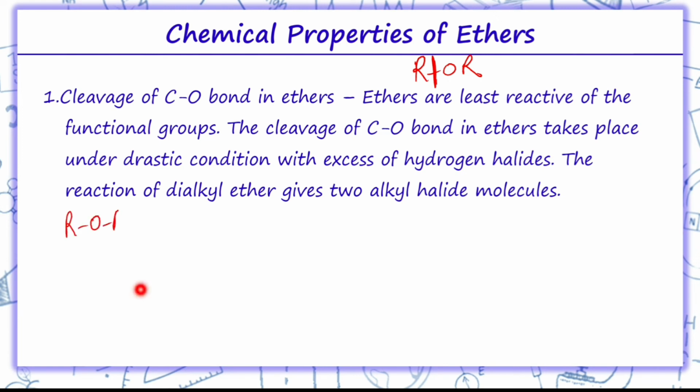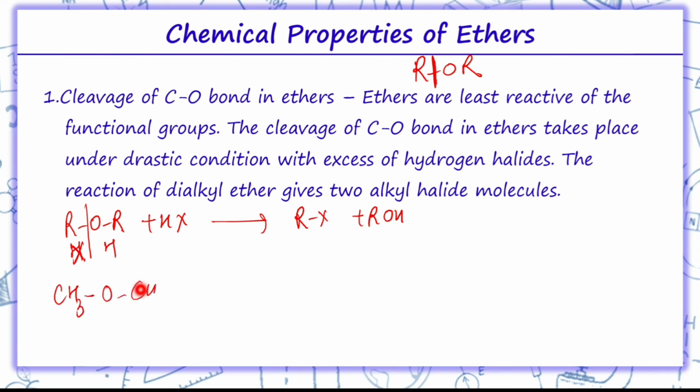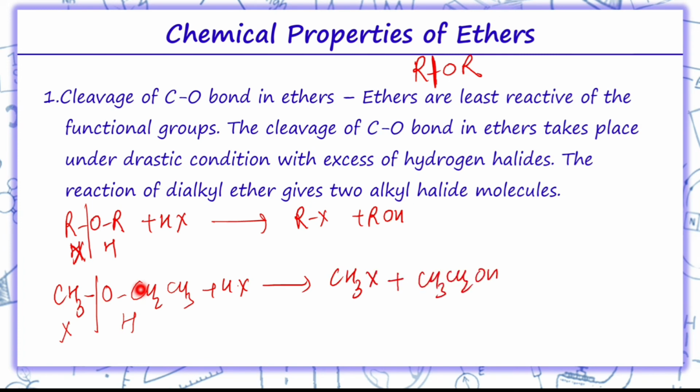Like we have ROR, it reacts with HX, so the bond breaks. Here comes X and here comes H. Thus we get RX plus ROH. But if different alkyl groups are attached, that is CH3OCH2CH3, in this case the halide group goes with the chain having fewer carbons. Thus X combines with CH3 and H combines with CH3CH2O. So the product formed will be CH3X plus CH3CH2OH.